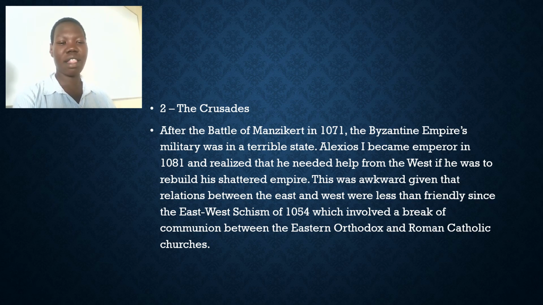Second, the Crusades. After the Battle of Manzikert in 1071, the Byzantine Empire's military was in a terrible state. Alexios I became emperor in 1081 and realized that he needed help from the West if he was to rebuild his shattered empire. This was awkward given that relations between the East and West were less than friendly since the East-West Schism of 1054, which involved a break of communion between the Eastern Orthodox and Roman Catholic churches.